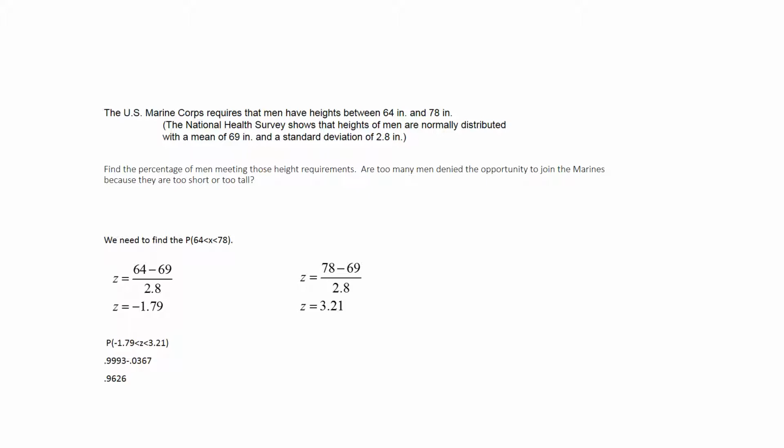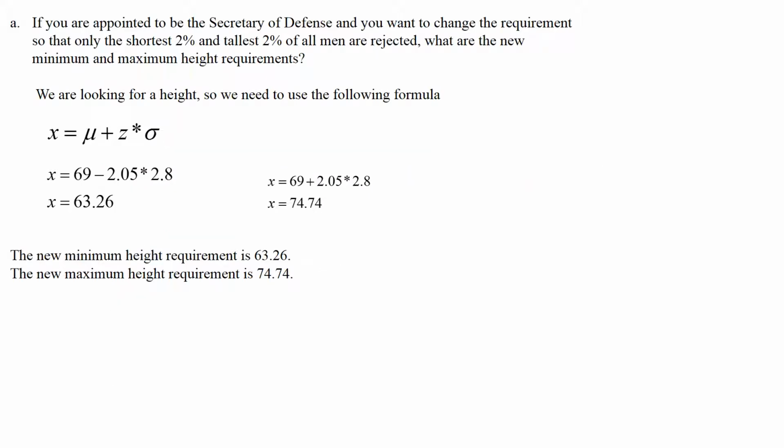If you are appointed to be the Secretary of Defense and you want to change the height requirement so that only the shortest 2% and tallest 2% of all men are rejected, what are the new minimum and maximum height requirements? The question is not asking for probability, the question is asking for new height requirements. I need to use the following formula. X equals the mean plus the z-score times standard deviation.